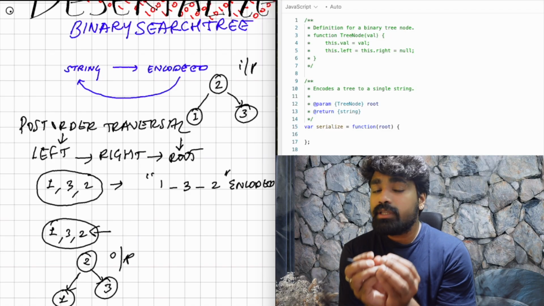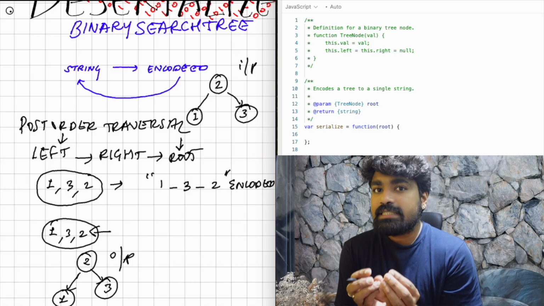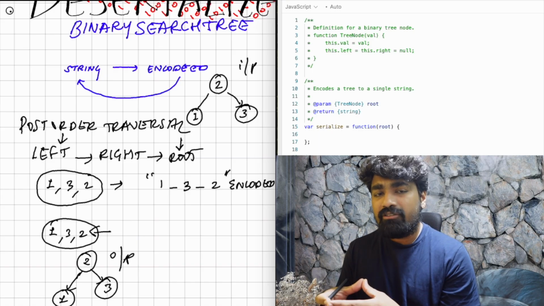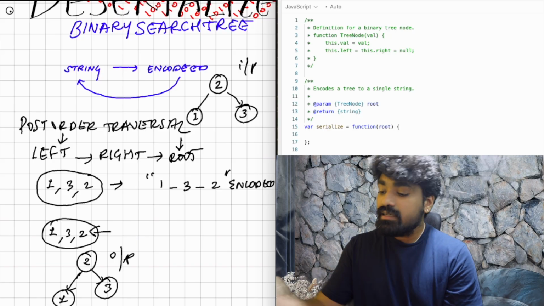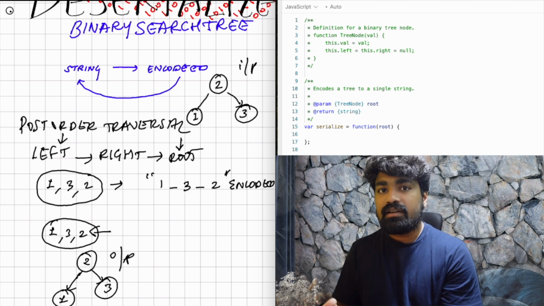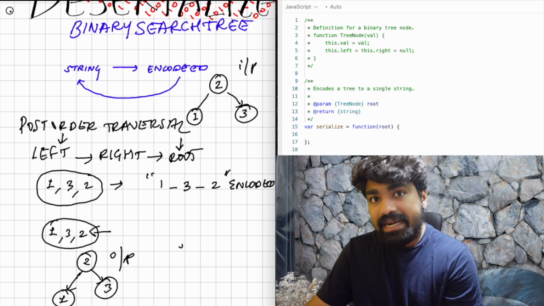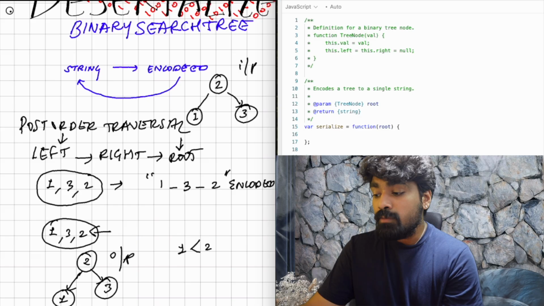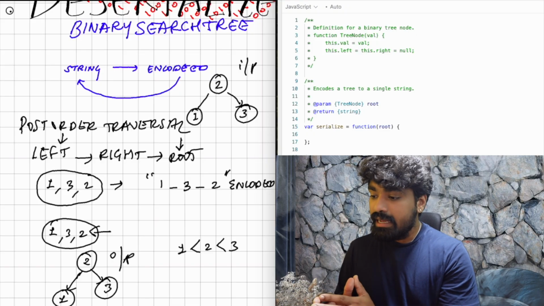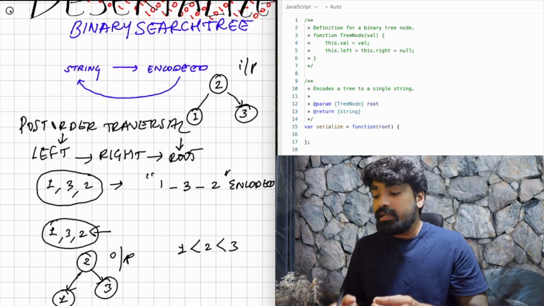We have to follow the binary search tree rule, which is going to be that on the left side, whatever value you are going to have has to be lesser than the root node, and on the right side the value has to be higher than the root node. So we have to always maintain that 1 has to be less than 2 and 2 has to be less than 3. This is the order that will be maintained, and that's pretty much it in terms of the logic.